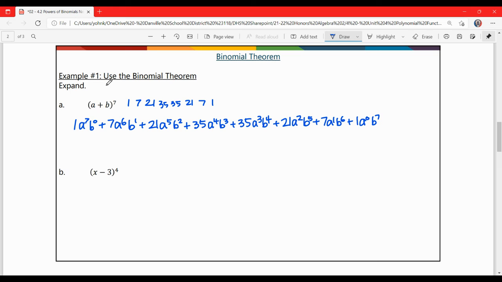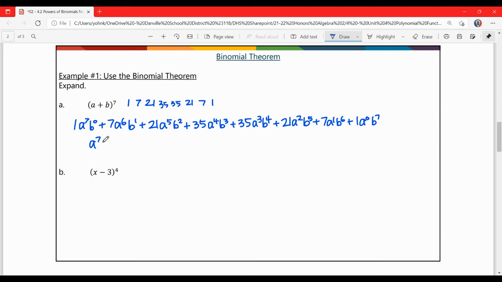So notice every time that the degree of each monomial is 7. 7 plus 0 is 7. 6 plus 1 is 7. 5 plus 2 is 7. 4 plus 3 is 7, and so on. Now I can clean it up a little bit because anything to the 0 power is 1.